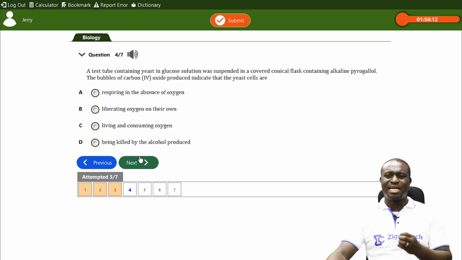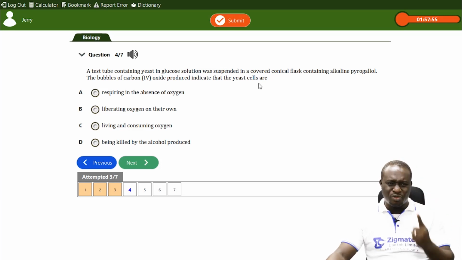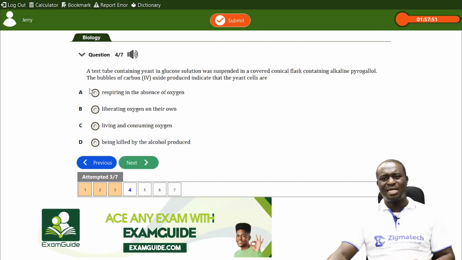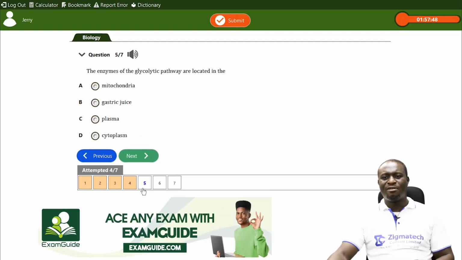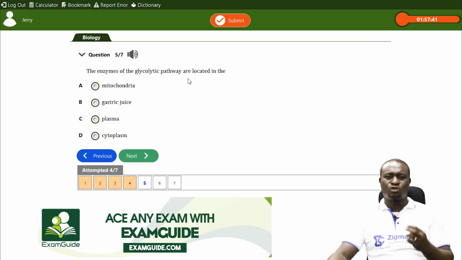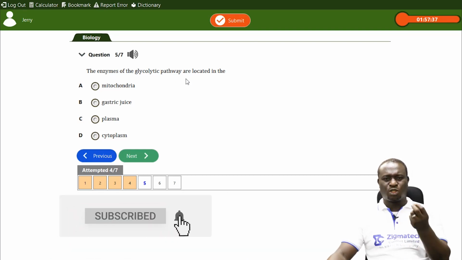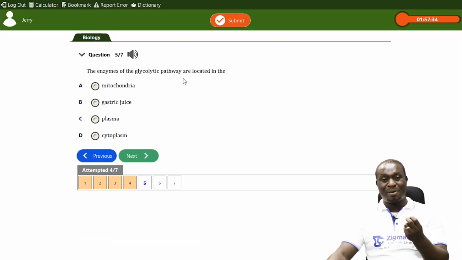Now look at the next question 4. They said a test tube containing yeast in glucose solution was suspended in a covered conical flask containing alkaline pyrogallol. Now the bubbles of carbon dioxide produced indicate that the yeast cell has what? Undergone respiration in the absence of oxygen. So the correct answer is also A. And then number 5, the enzymes of the glycolytic pathway are located in, remember we talked about glycolysis. I explained glycolysis as well as Krebs cycle as pathways involved in cellular respiration. The correct answer, the enzymes come from the mitochondria, which is A.